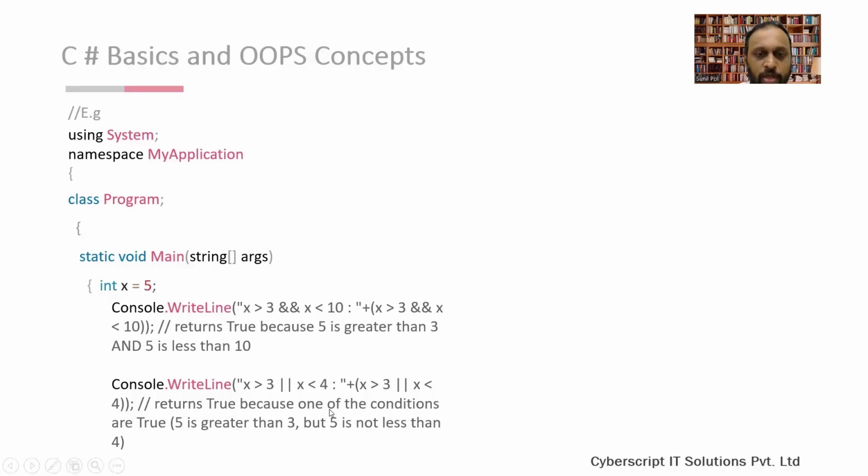So it returns true because one of the conditions is true. 5 is greater than 3, but 5 is not less than 4. So that's why it will return true only.